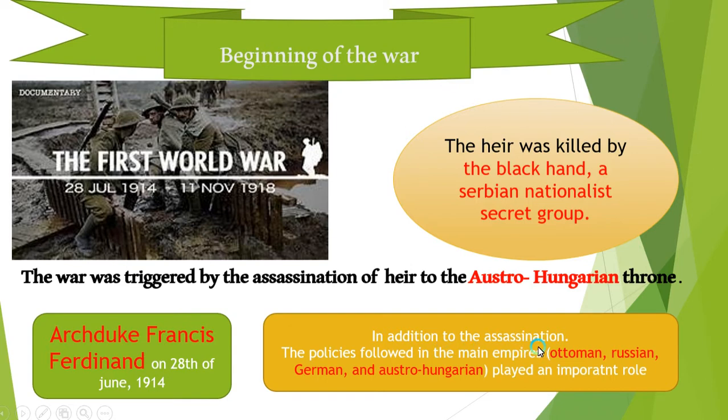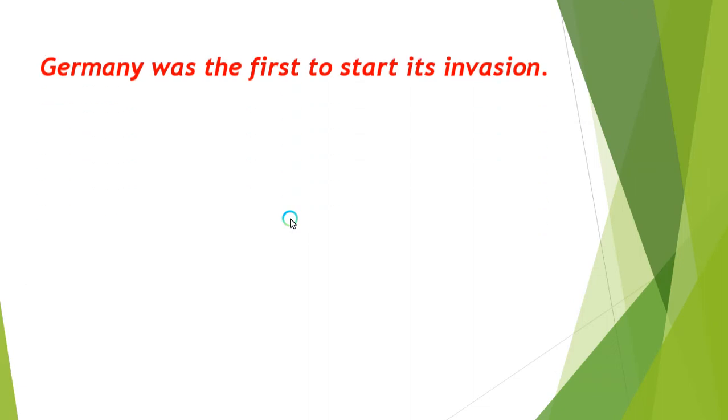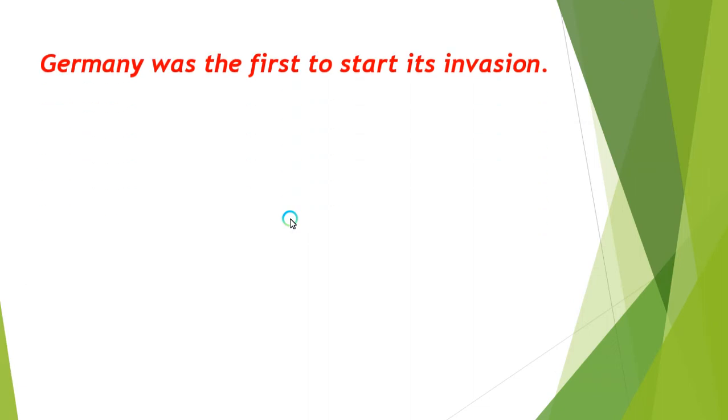In addition to the assassination, the policies followed by the main empires, Ottoman, Russian, German, and Austro-Hungarian, played an important role. After the assassination on 28th June 1914, exactly one month later, on 28 July 1914, the war started and lasted until 11 November 1918. And then after that, what happened? Germany was the first to start its invasion.